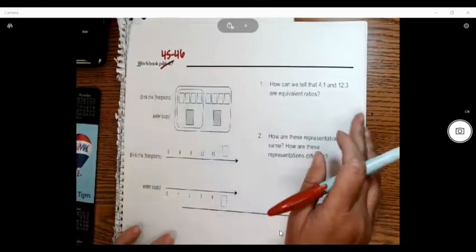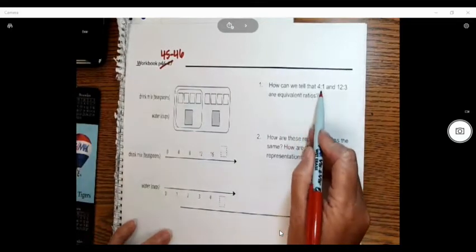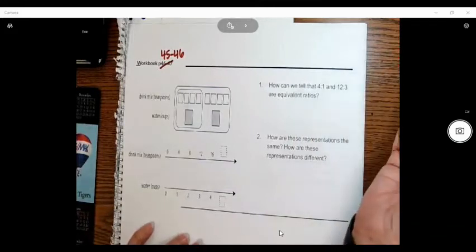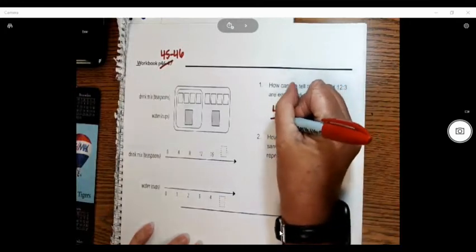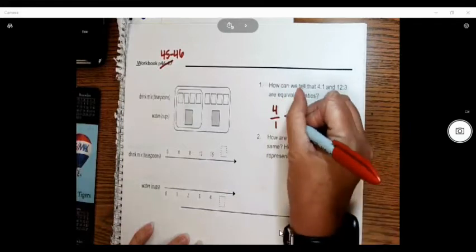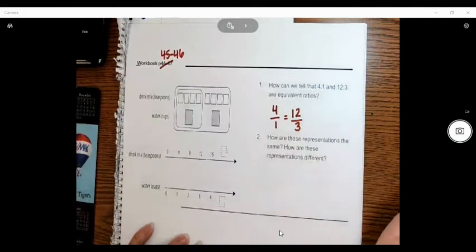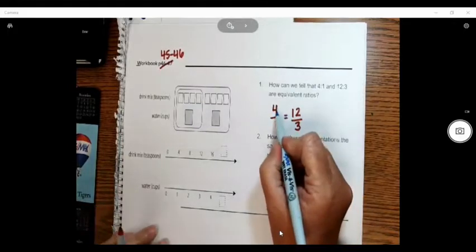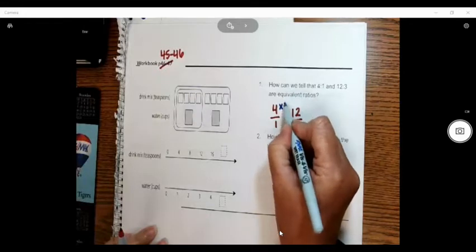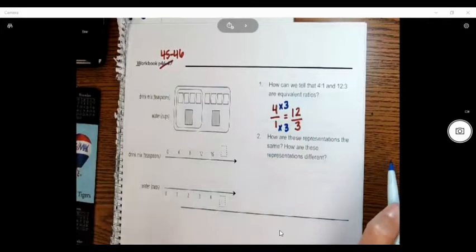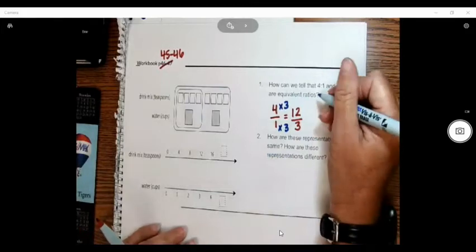The first thing you want to do is, how can we tell if 4 to 1 and 12 to 3 are equivalent, if they're equal? One of the ways you can do this, and if I'm writing it, you're writing it, is you take 4 over 1 and you see if it is equal to 12 over 3. Now we can prove this a couple of ways, but the easiest way is to ask, what can I do to 4 to make it a 12? I can multiply it by 3. Well, is 1 times 3 also 3? And that's a way to prove it: you multiply by the same number.